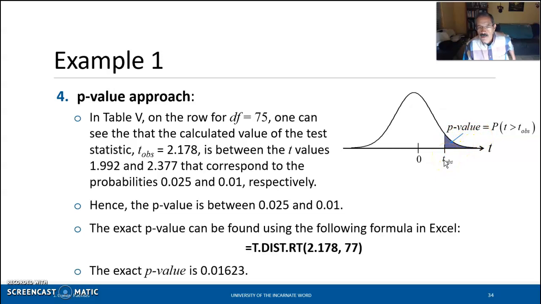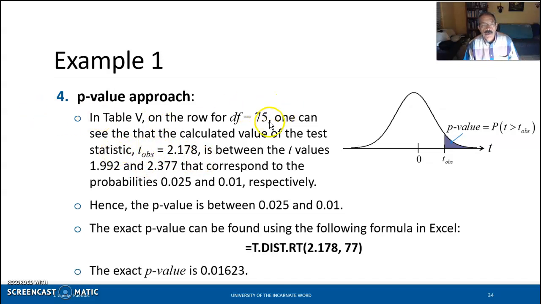So remember, we're trying to find the probability to the right of the t observed value, the value that we calculated. So we're looking for that probability. Unfortunately, table 5 does not give you every possible probability. So the best we can do is to find within which values the calculated value of the test statistic lies, and that will give us an idea of the magnitude of the p-value.